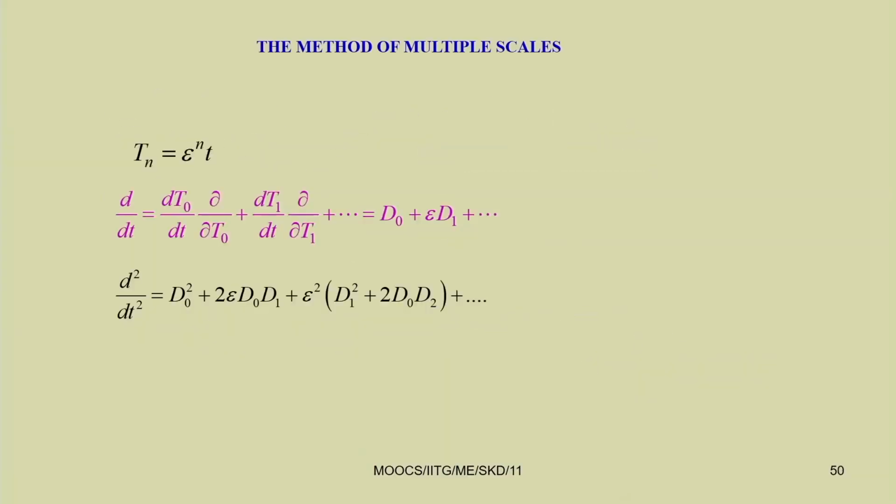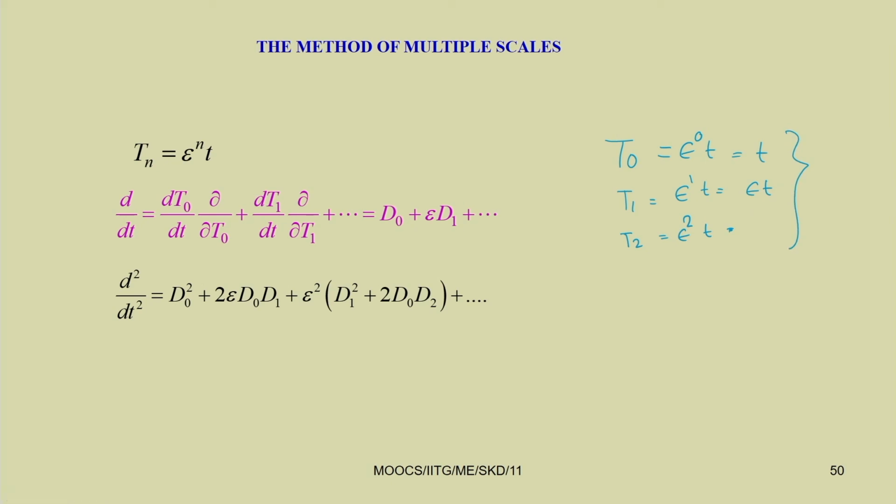In the method of multiple scales, we have taken different time scales. This T n, capital T n, where n can be 0, 1, 2. Then we have T 0, which is equal to epsilon to the power 0 T. Epsilon to the power 0 is equal to 1, so this is equal to T. Then T 1 is equal to epsilon to the power 1 T, so this is equal to epsilon T. T 2 is equal to epsilon square T. This way we can write different time scales.